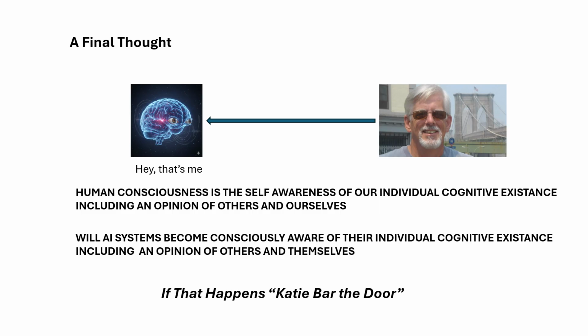Well, let's just end with a final thought. Human consciousness has self-awareness of our individual cognitive existence, including an opinion of ourselves and of others. And the question might be, will AI systems become consciously aware of their individual cognitive existence, including an opinion of others and themselves? And they also already have an opinion of others, as we've said. Will somehow they form an opinion of themselves?